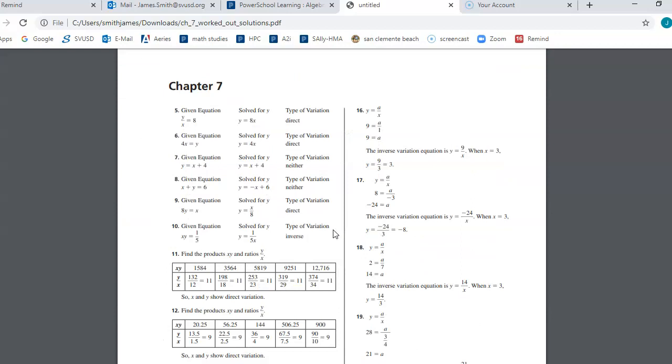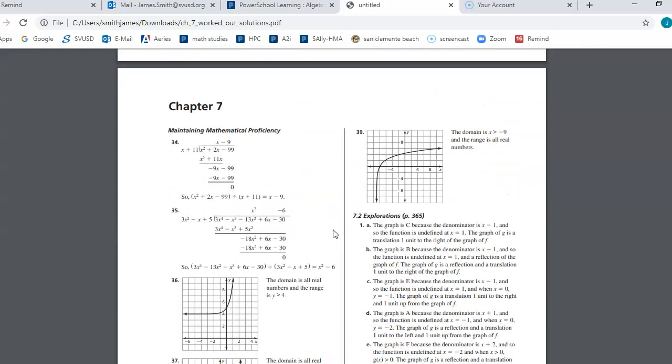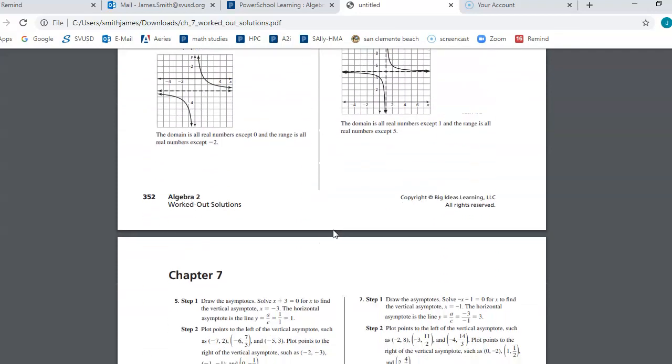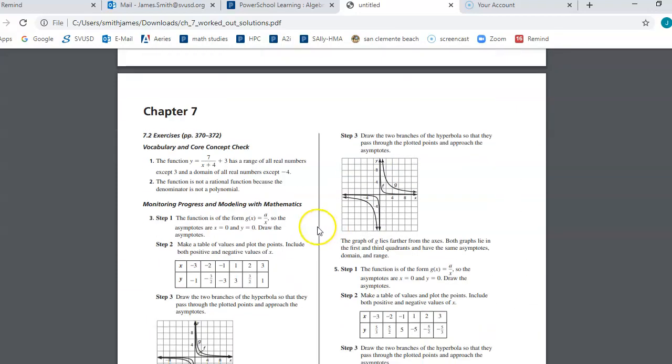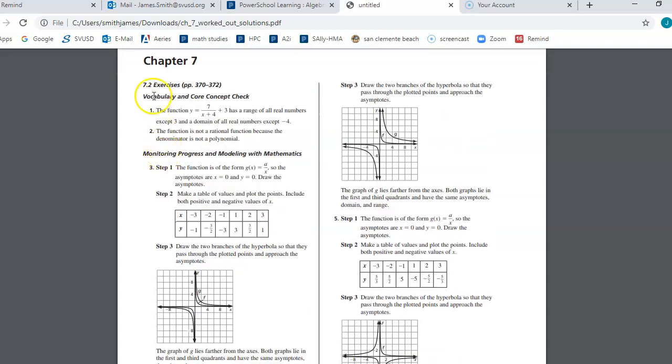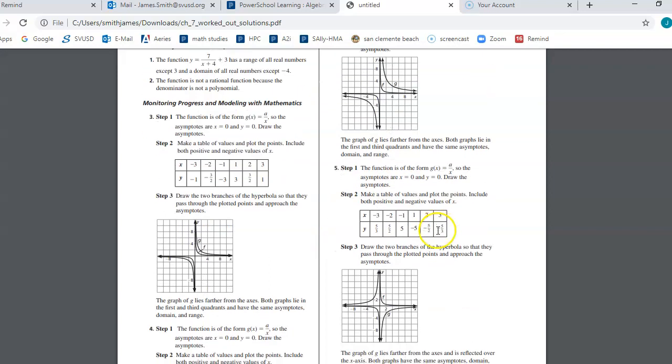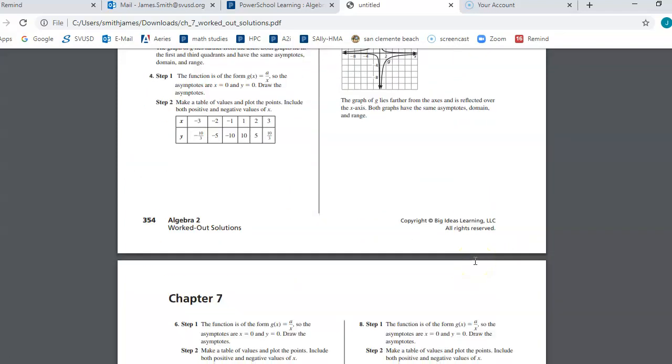So if you go down to 7.2, let me take you down to 7.2. You're going to want to always go to the one that says exercises, and the page numbers should match the same page numbers that I'm assigning you. So I'm going to the 7.2 exercises. Again, check the page number, make sure it matches up with the page number of your assignment, and then you know you're in good shape. And so they're showing you really good stuff. You're going to see the parent function, you're going to see the table of values that they're coming up with, all that stuff. So this will be a real helpful tool to make sure you're doing things correct.